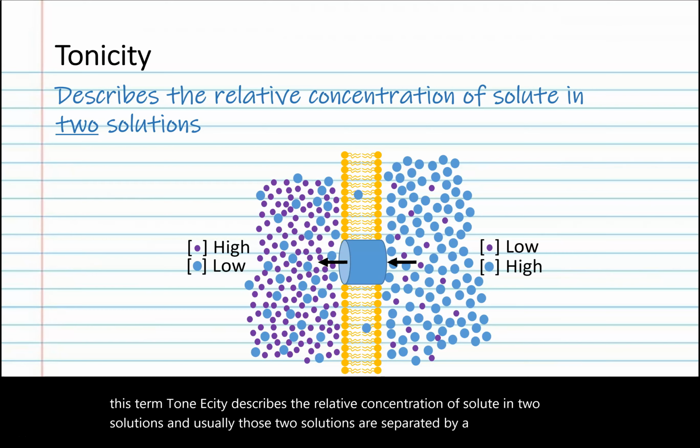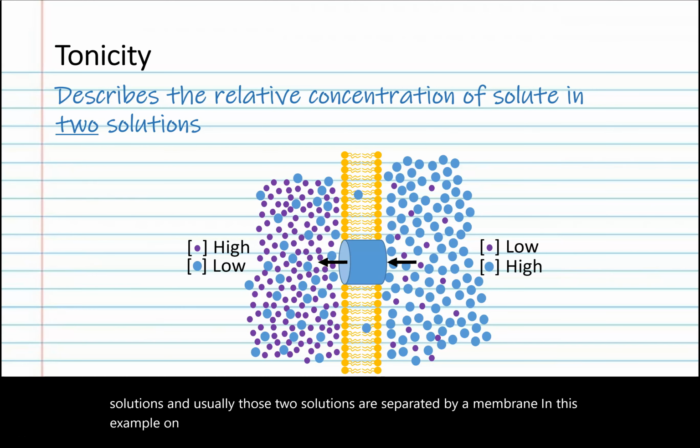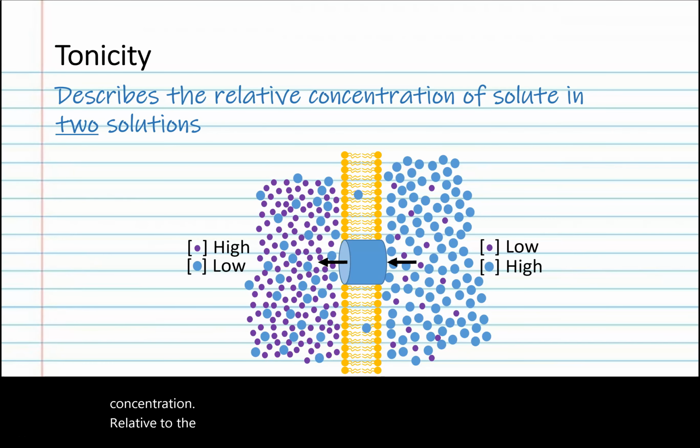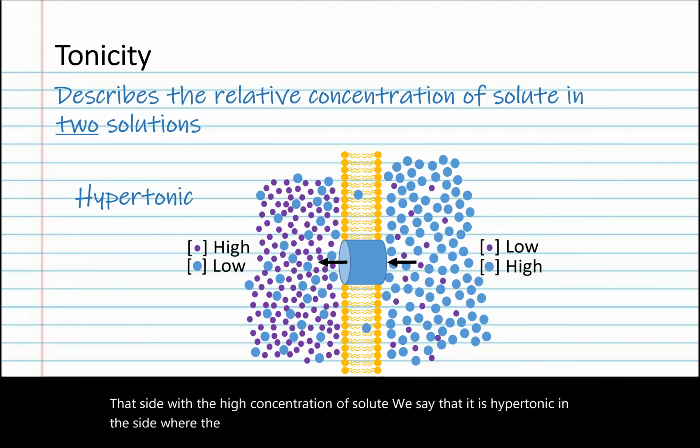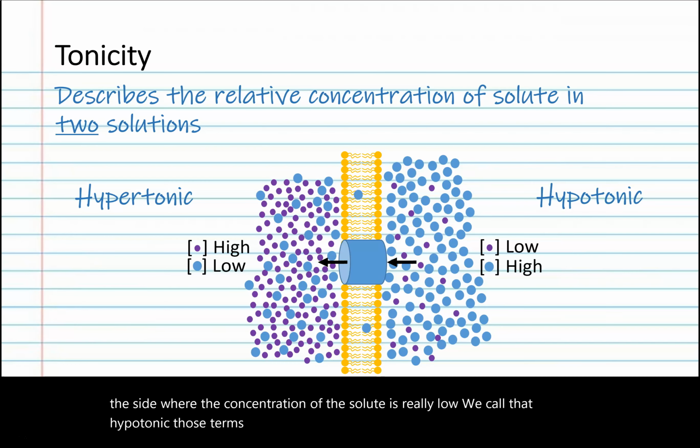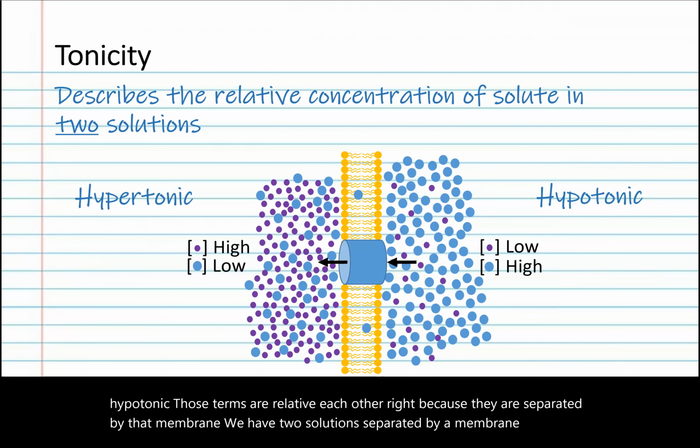In this example, on my side where I have lots of purple solute, I have very low water concentration relative to the other side. That side with the high concentration of solute, we say that it is hypertonic. And the side where the concentration of the solute is really low, we call that hypotonic. Those terms are relative to each other, right? Because they're separated by that membrane. We have two solutions separated by a membrane.